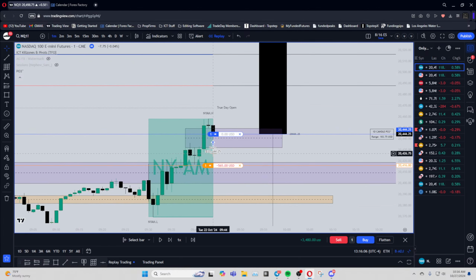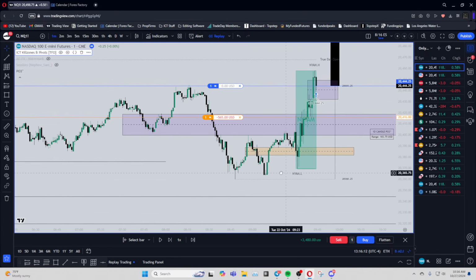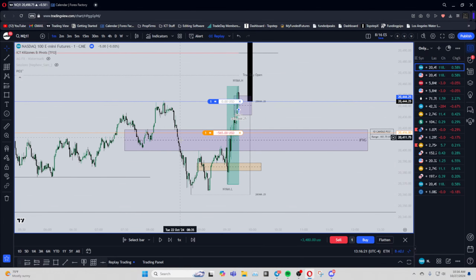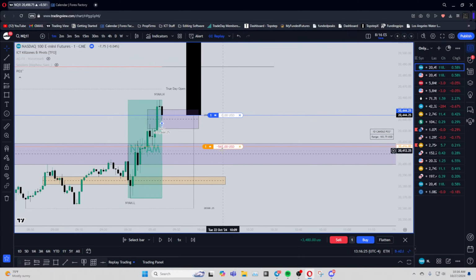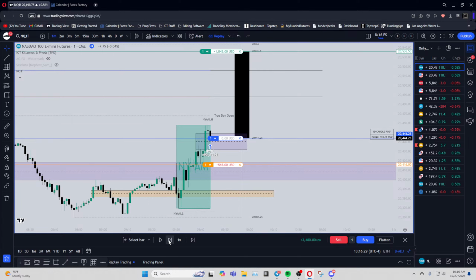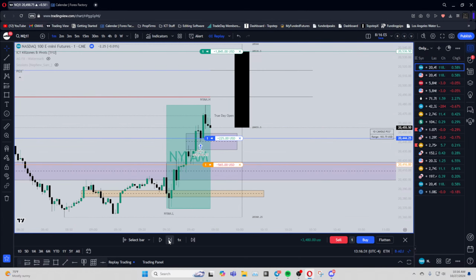Okay, so this is going to be an early silver bullet. So this is before that 10 a.m. time, but we've already had so much development. We had our manipulation, we accumulated through here, so we should have our distribution. And we had a market structure shift through the 15-minute, which I showed you guys we inverted. So let's see how this works out.